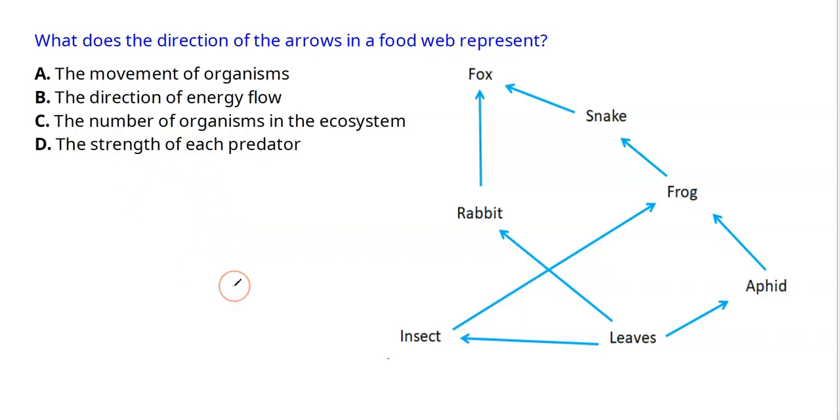Let's look at this food web. It's different than the previous one. What does the direction of the arrows in the food web represent? I've gone over this. The arrows show the flow of energy. So, for example, the aphid is flowing to the frog, is flowing into the snake, and so on. So you just need to remember that the arrows in the food web represent the direction of the flow of energy. They do not represent the movement of organisms. They have nothing to do with the number of organisms in the ecosystem, and they have nothing to do with the strength of each predator.